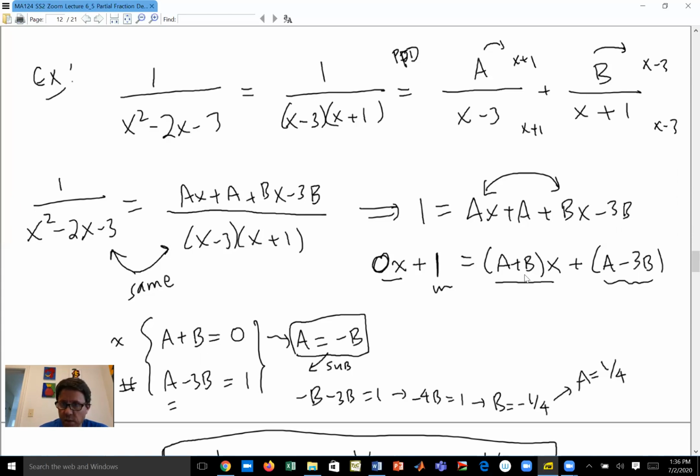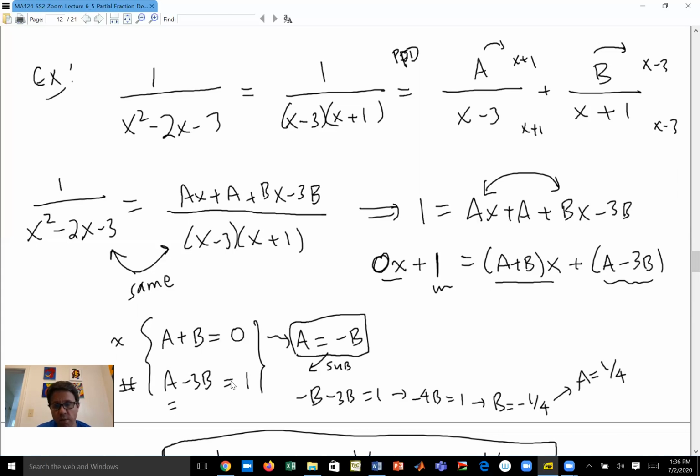Group the x's, group the numbers, set the number terms equal to each other, set the x terms equal to each other, which once again is 0 on the left. So that means that whatever a and b are, they have to satisfy a plus b equals 0. And a minus 3b is going to have to be 1.